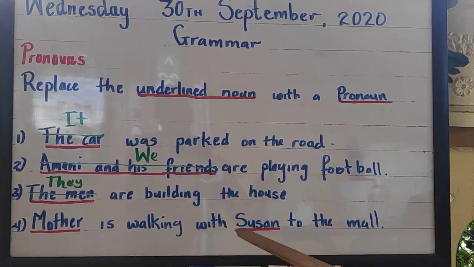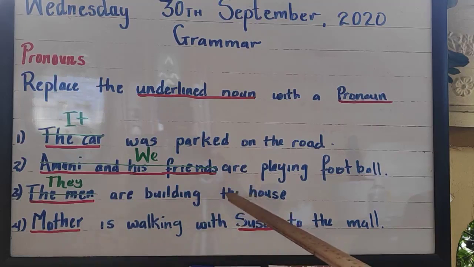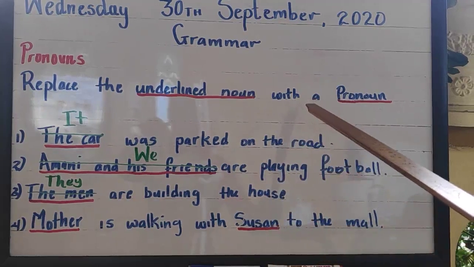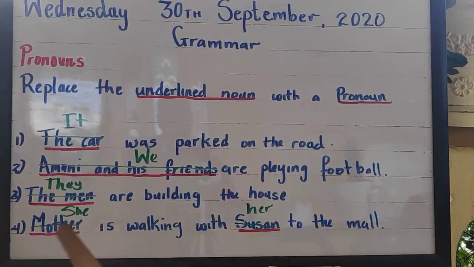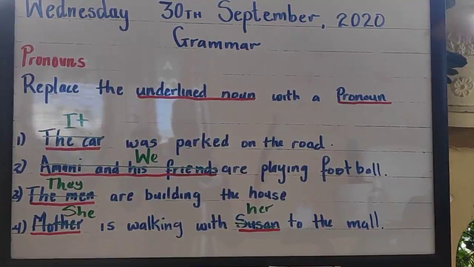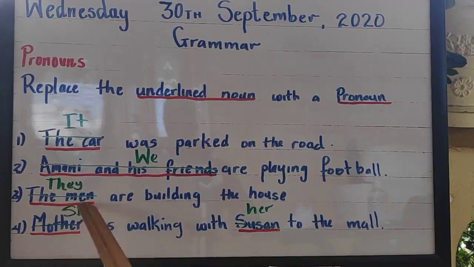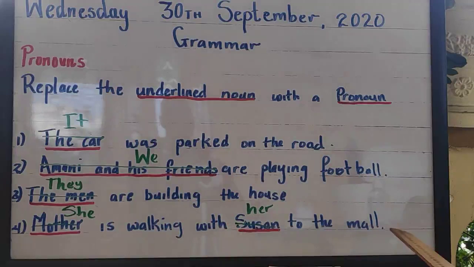Mother is walking with Susan to the mall. What will you use here? Would you say him, he, they, it? Would you say him, she, it? What would we say? We would say she. Hold on, let me write that she a little better. We would say she, replacing mother, is walking with her, replacing Susan, to the mall. She is walking with her to the mall.